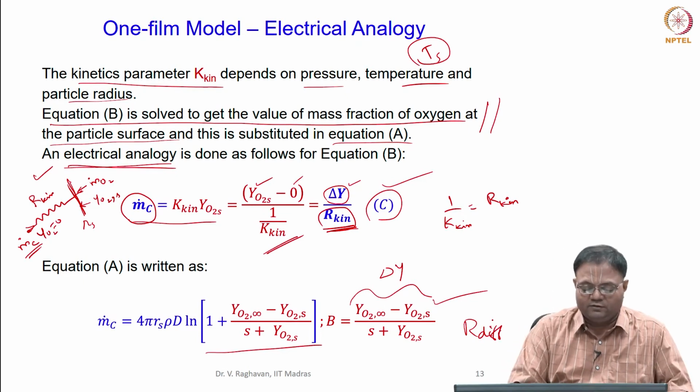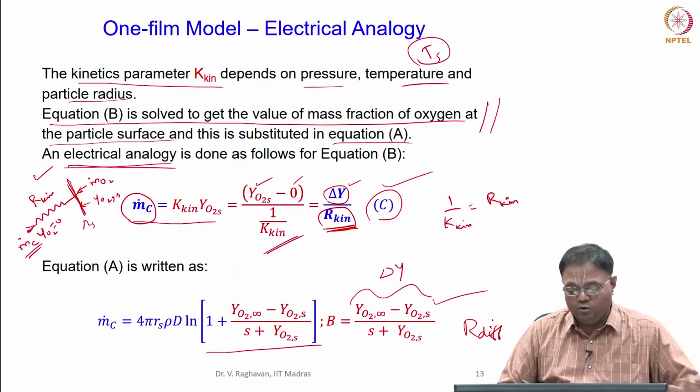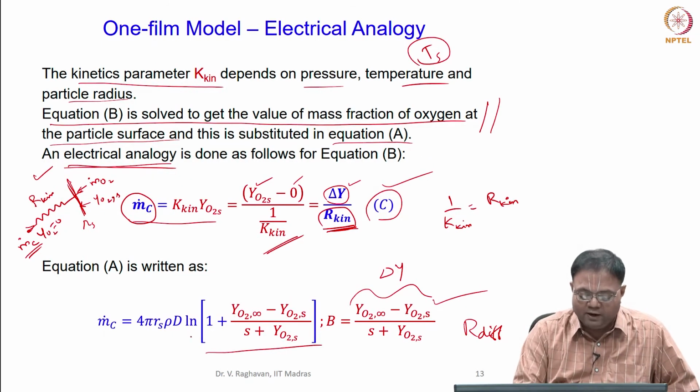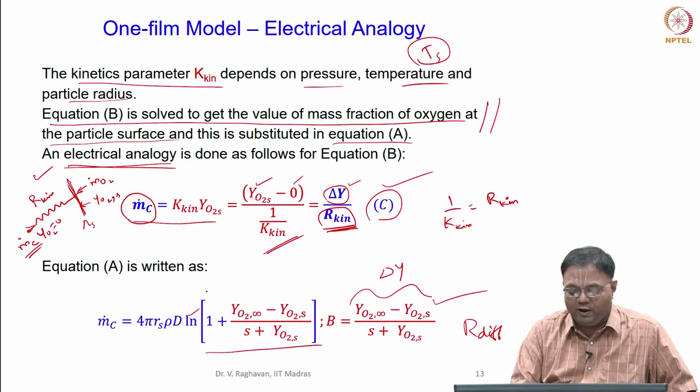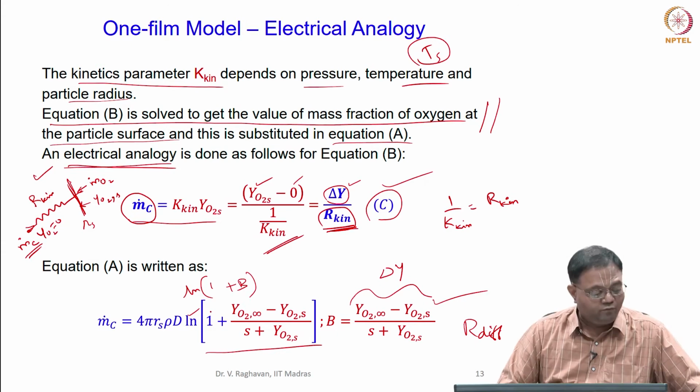So you have to write this equation in a different way to get that. Now if I want to do this, I want to eliminate the natural logarithm. So now I have written this as log of 1 plus b, okay, and if b is very small, what can I do?